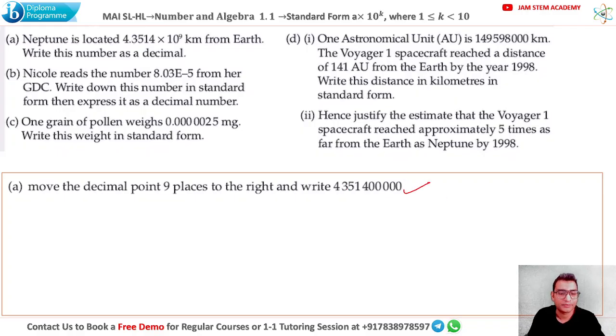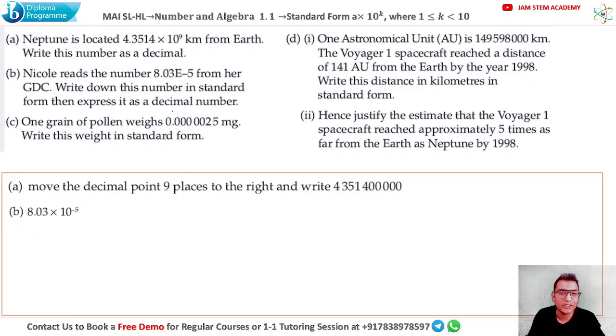Now the second part. It says Nicole reads the number 8.03 E raised to the negative 5 from her GDC. Write down this number in the standard form, then express it as a decimal number. So now we will write its standard form. As I said earlier also, you cannot write your answer like this in the exam. You have to write it as 8.03 times 10 raised to the negative 5, right? So let's write the answer like this.